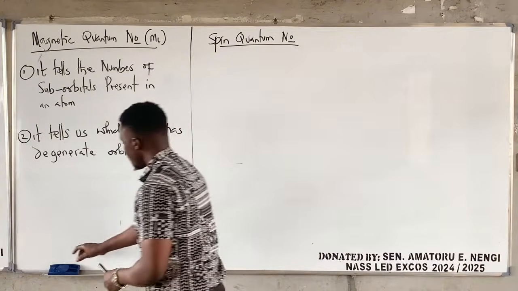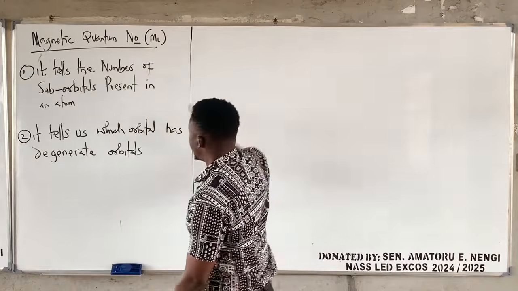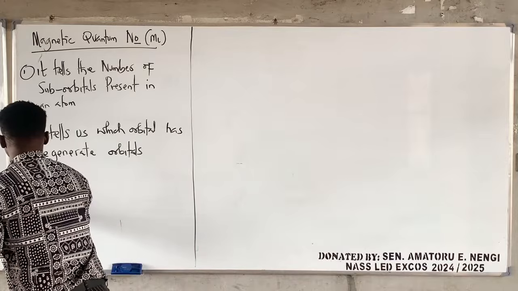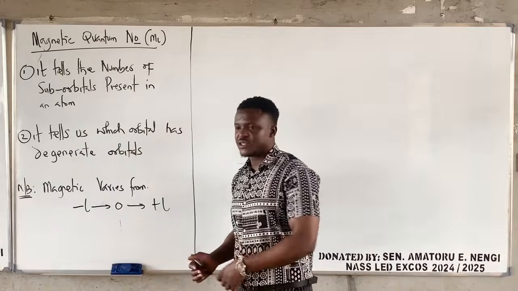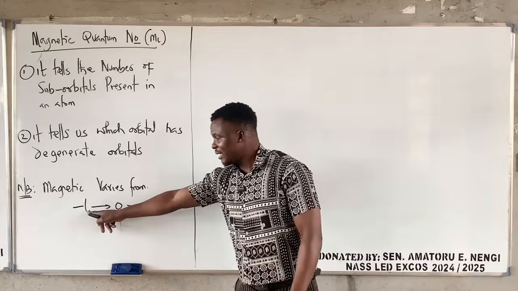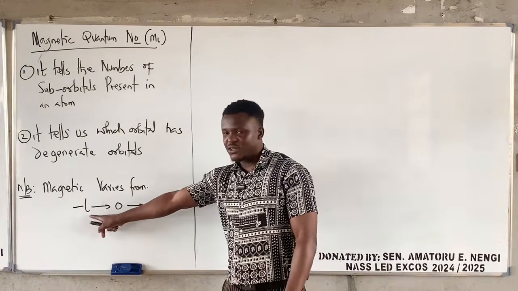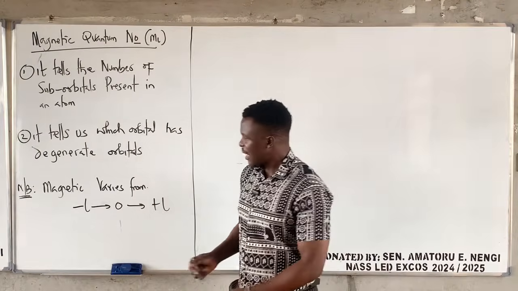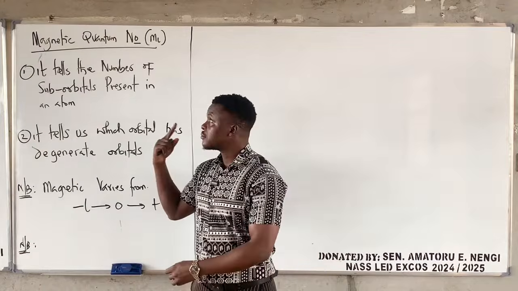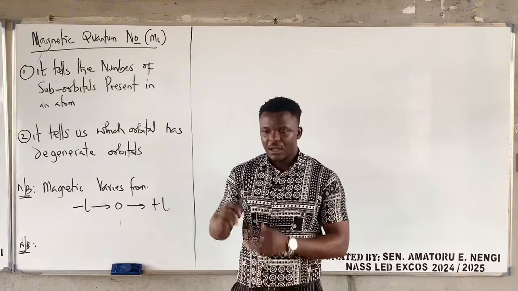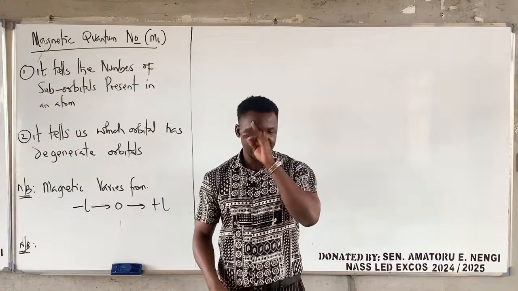So now, having done that, let's use this side for magnetic first. Please put down a note: magnetic varies from minus L to 0 to plus L. Do not forget that L is azimuthal. Don't forget that. So azimuthal is telling us the type of orbitals. And the next note: magnetic depends on azimuthal. Azimuthal depended on principal. Now magnetic is depending on azimuthal. So that is how it is.